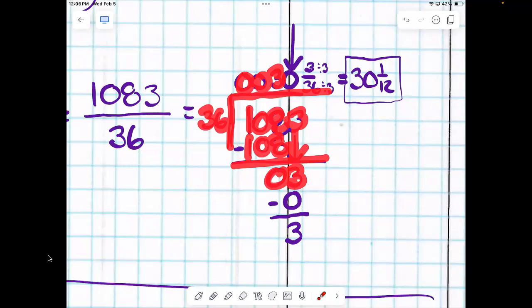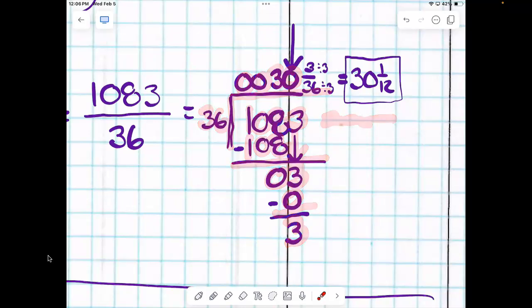Class, this is big. Does 36 go into 3? It doesn't go into 3, but do I have to show that up here? Yes. What is 0 times 36? 0. What's left over when I subtract? 3. Do I have anything left to bring down over here? No. So now I'm done, right?